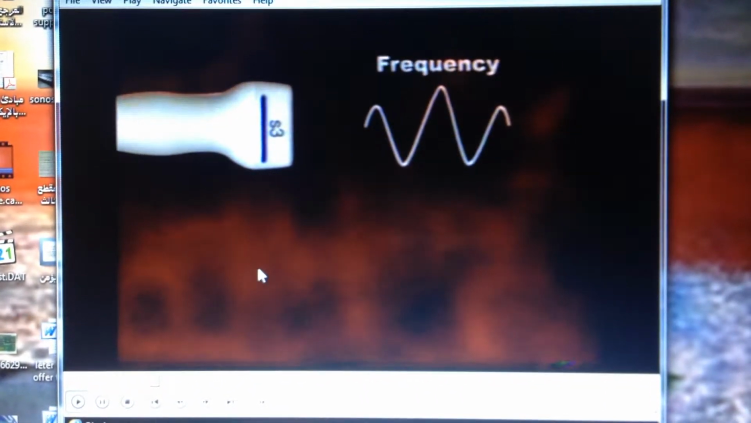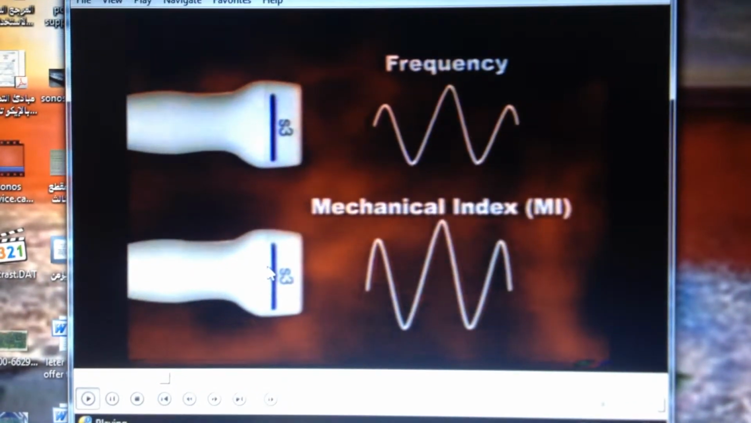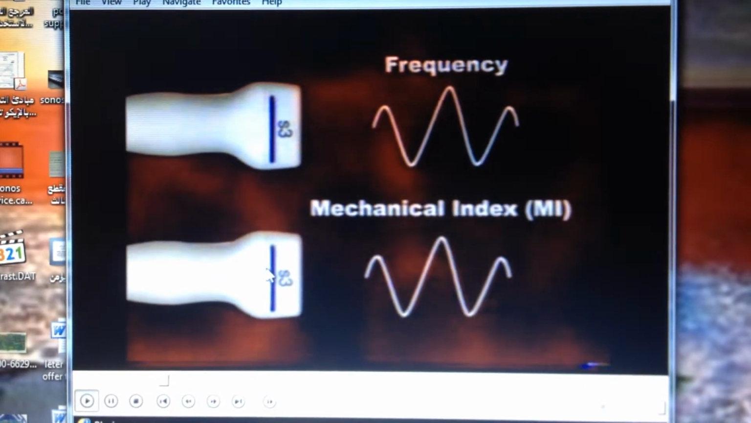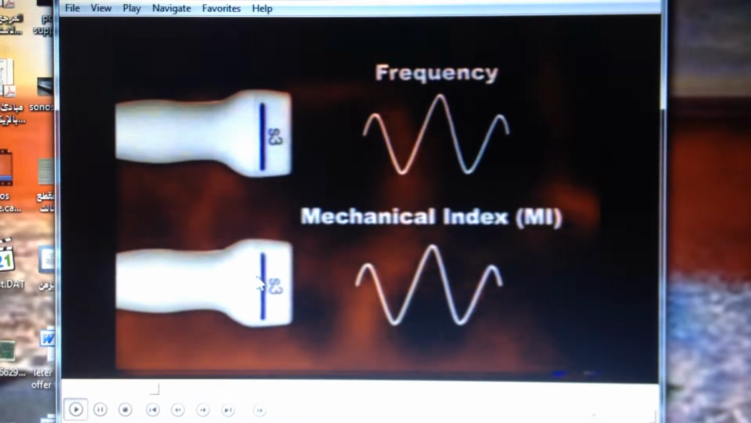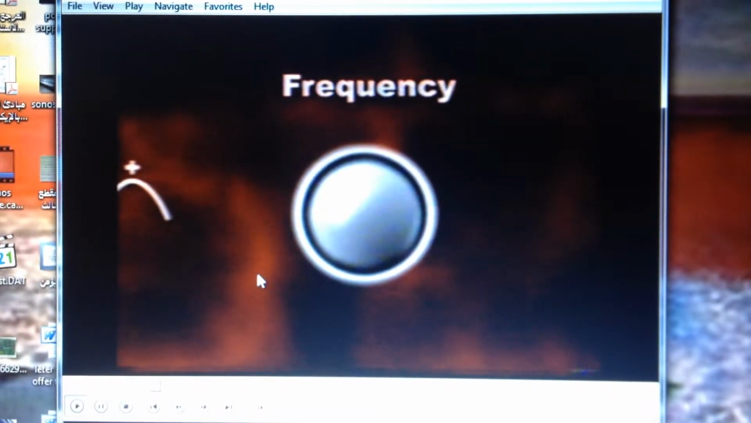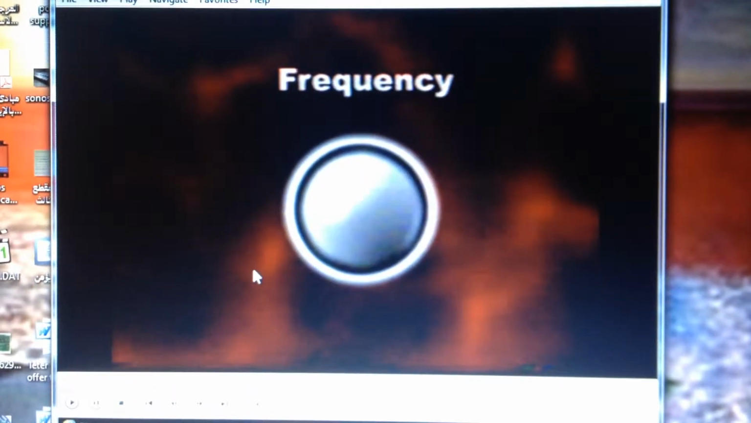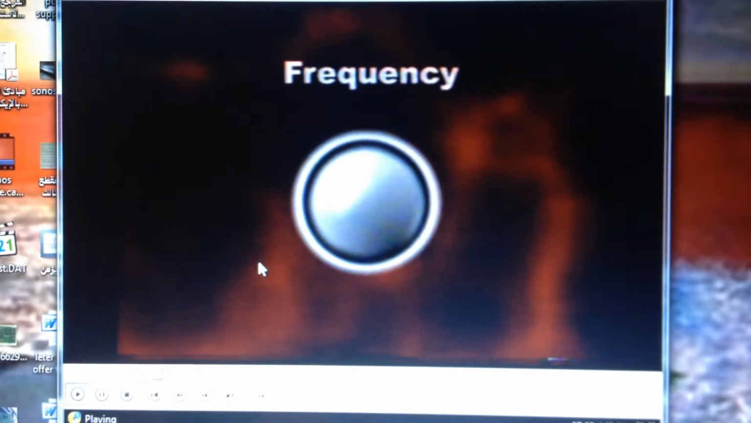The two main factors used to control contrast microbubble reaction are the ultrasound transmit frequency and the power, or mechanical index, at which the ultrasound pulse is transmitted. Let's talk about ultrasound transmit frequency first. Contrast bubbles respond to ultrasound by contracting and expanding at a frequency similar to the transmitted pulse.